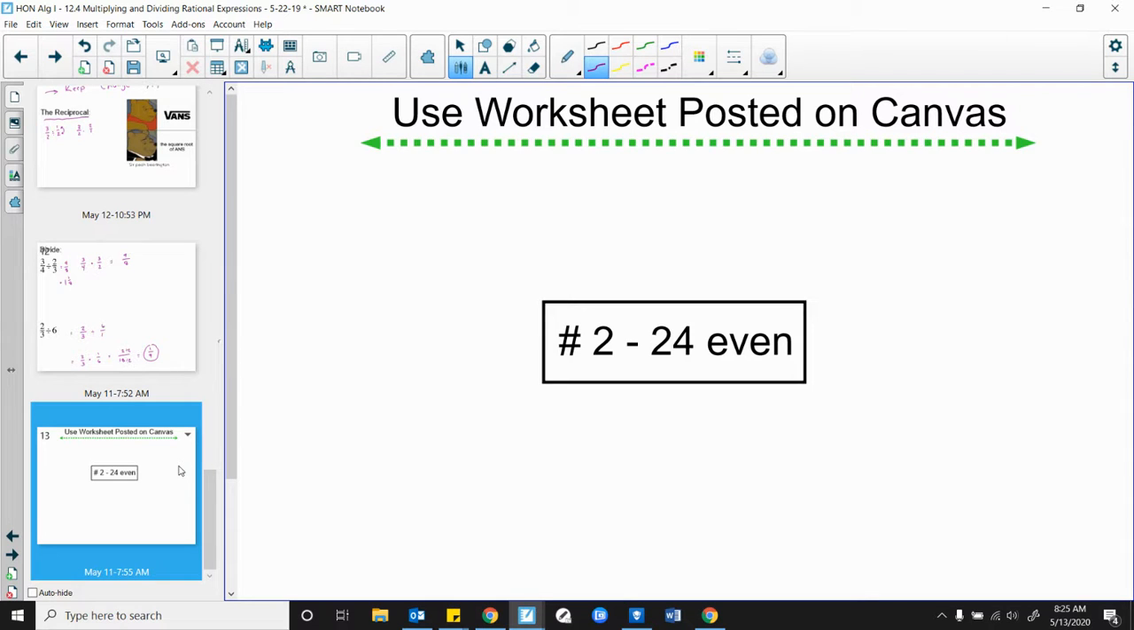Numbers 2 through 24 even. Please do not do all. I made a mistake last time, and a couple people have messaged me saying they did all, but it's 2 through 24, just the evens. And you'll be good.